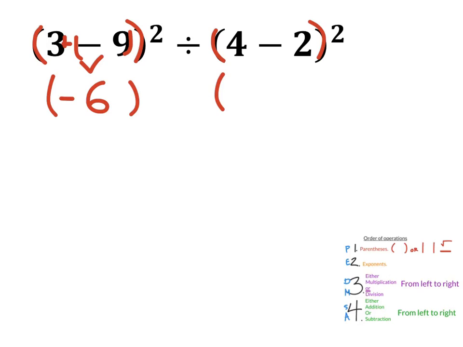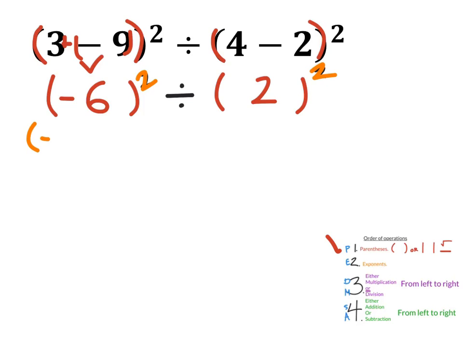And then the set of parentheses to the right there, 4 minus 2 is 2. So rewriting this problem, I've got negative 6 in parentheses to the power of 2, which is important. And we're dividing this by 2 to the power of 2. And that concludes the parentheses part of the order of operations. But now I need to go to the exponent part, which are the powers of 2 for negative 6 and 2.